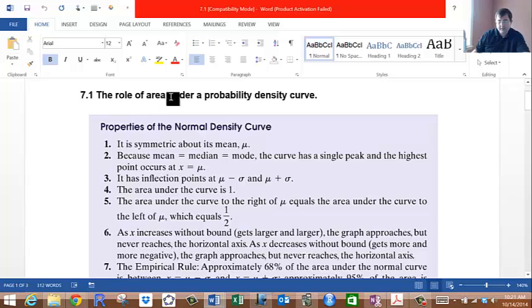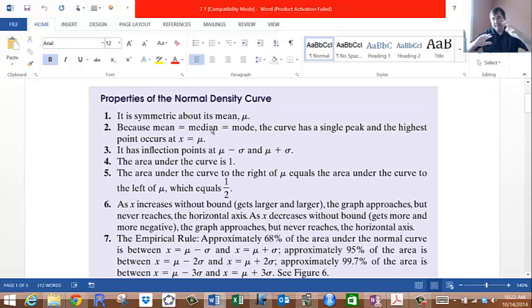The first thing we want to do is look at some of the properties of the normal density curve, which is the bell-shaped curve that we've been talking about throughout the semester. Let me talk about those properties, and you'll see this purple box here in 7.1.